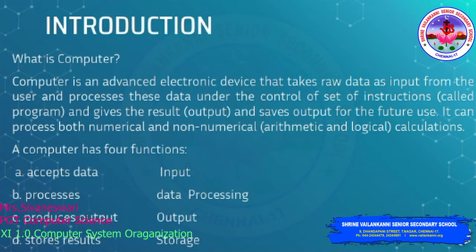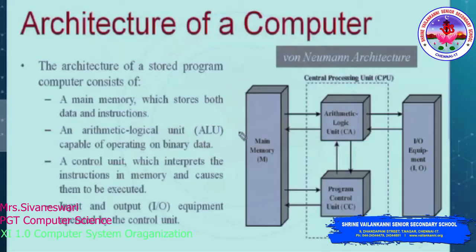Yes, children, you agree with me? Yes. So how do we define a computer? A computer is an electronic device that accepts a set of instructions in the form of a program and executes it and displays the output to the user. Yes, it saves the output for future use also. It can process both numerical and non-numerical calculations, that is arithmetic and logic calculations.